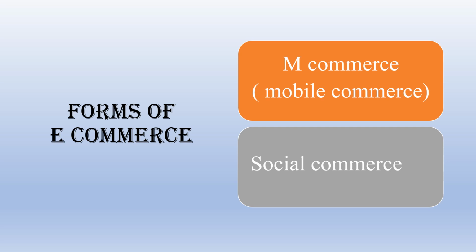Now, how can we count the success of online selling through social media? It is counted by viewing, likes, retweets and shares made by the consumers. So it is counted with these retweets, likes and shares. So these are the two forms of e-commerce, m-commerce and social commerce.